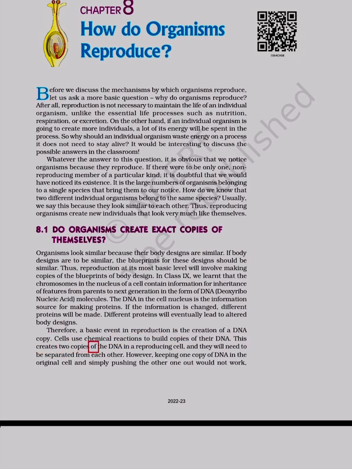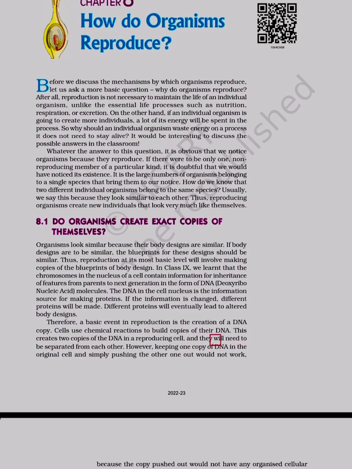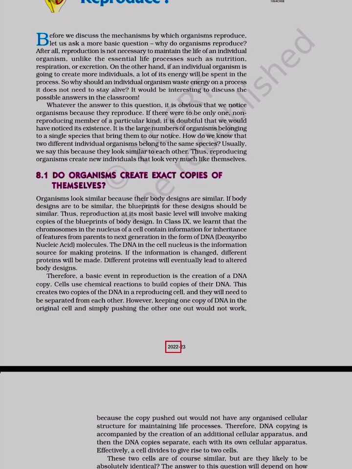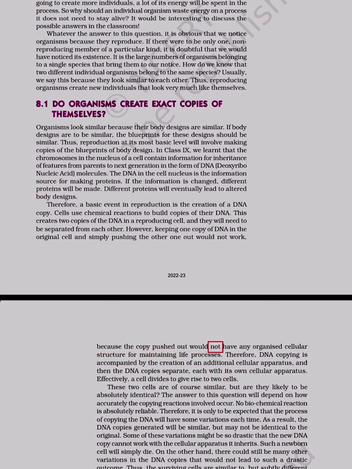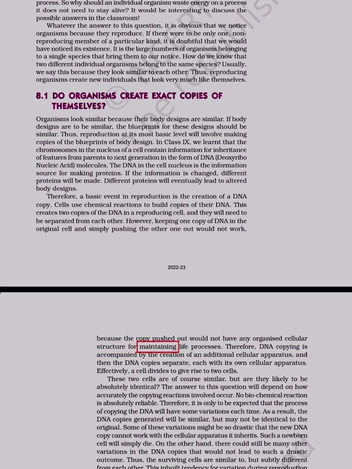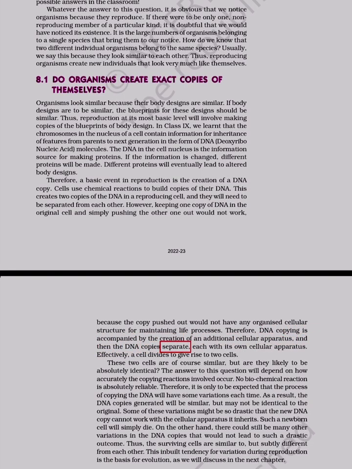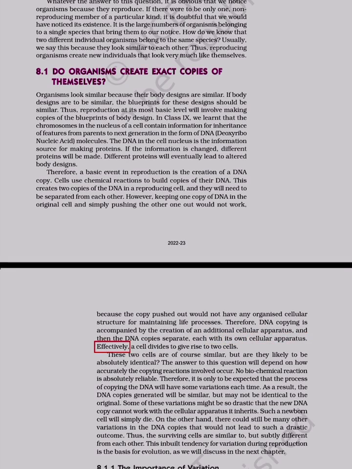This creates two copies of the DNA in a reproducing cell, and they will need to be separated from each other. However, keeping one copy of DNA in the original cell and simply pushing the other one out would not work, because the copy pushed out would not have any organized cellular structure for maintaining life processes. Therefore, DNA copying is accompanied by the creation of an additional cellular apparatus, and then the DNA copies separate, each with its own cellular apparatus. Effectively, a cell divides to give rise to two cells.